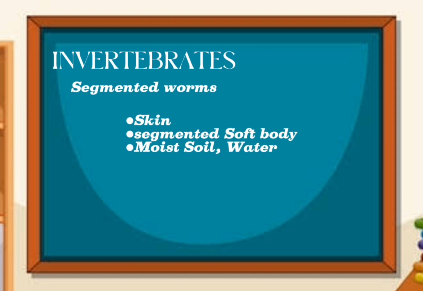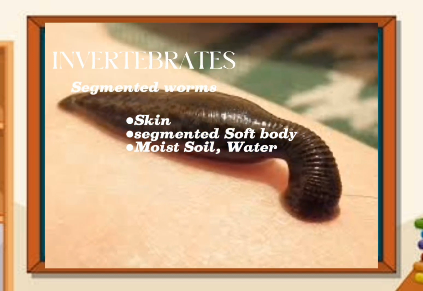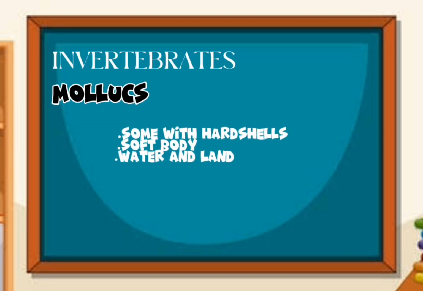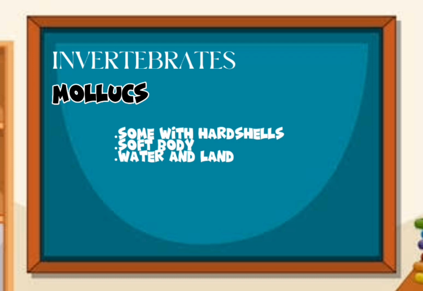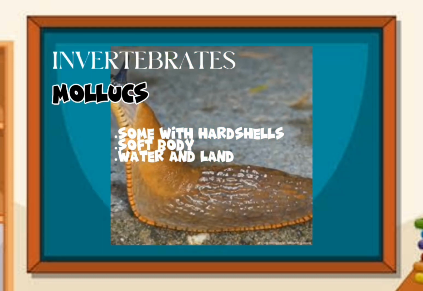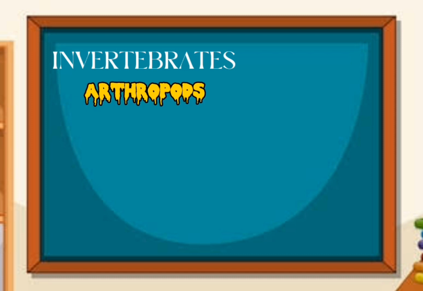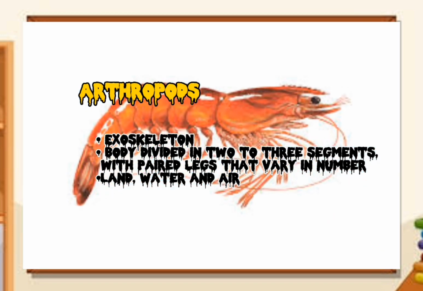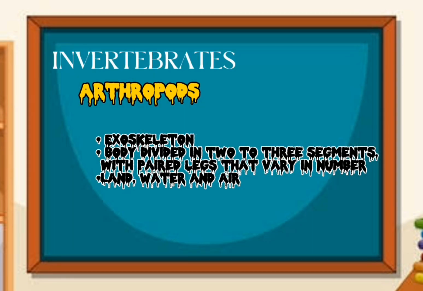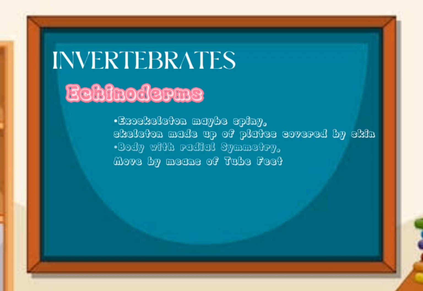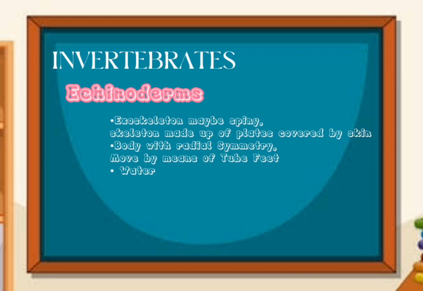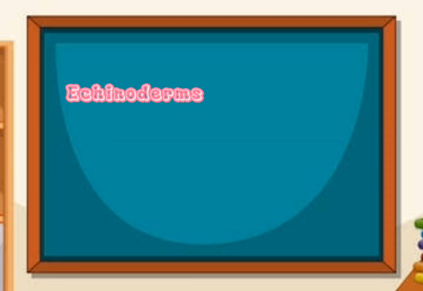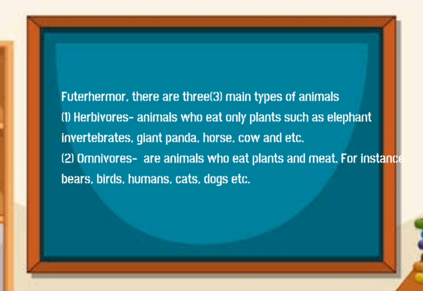Segmented worms: skin, segmented soft body, found in moist soil and water. Mollusks: some with hard shells, soft body, in water and land. Arthropods: exoskeleton, body divided into two to three segments with paired legs that vary in number, found on land, water, and air. Echinoderms: exoskeleton may be spiny, skeleton made of plates covered by skin.